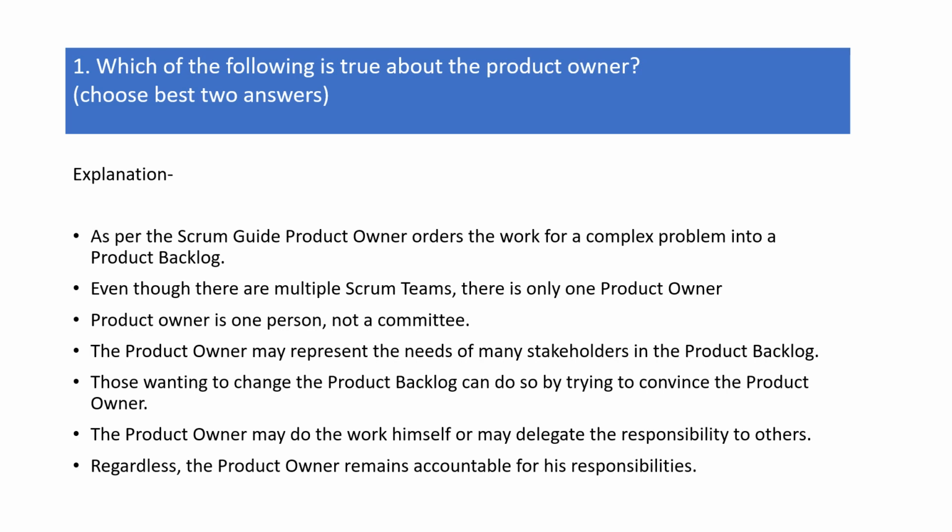Those wanting to change the product backlog can do so by trying to convince the product owner. The product owner may do the work himself or may delegate the responsibility to others. Regardless, the product owner remains accountable for his responsibilities.